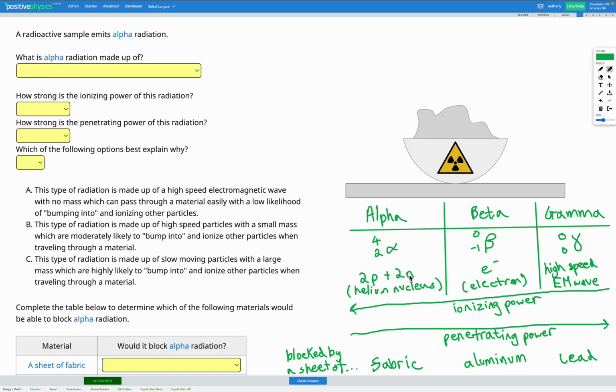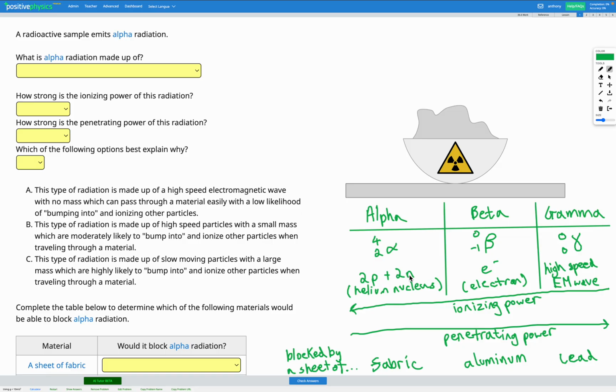Now, penetrating power is talking about how far through a material can it get. So alpha, those big particles that are highly ionizing, they're very likely to hit into the atoms or the particles in a material because they're so big. So they're likely not going to get very far through the material before they've already hit something and ionized it. Gamma, on the other hand, is unlikely to hit or bump into and ionize other particles. So it's going to be able to get quite far through a material before it hits something and ionizes it. Beta is somewhere in the middle.